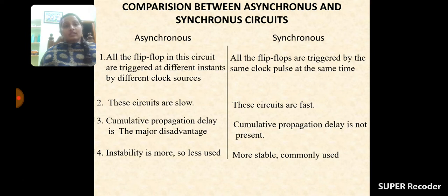In asynchronous, all the flip-flops are triggered at different instants by different clock pulses. Asynchronous means each and every flip-flop is triggered with a different clock pulse. But in synchronous, all the flip-flops are triggered by the same clock pulse at the same time. All flip-flops must be triggered by the same clock pulse simultaneously. That's why it is called synchronous.